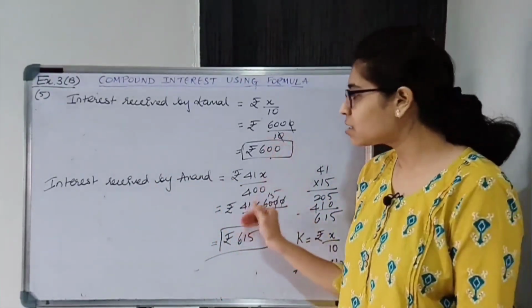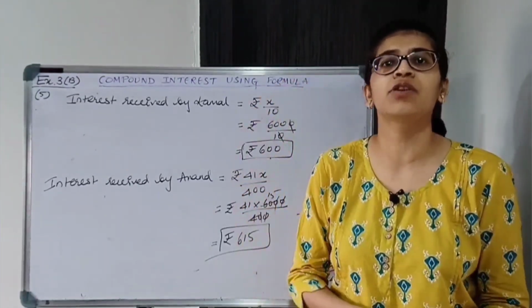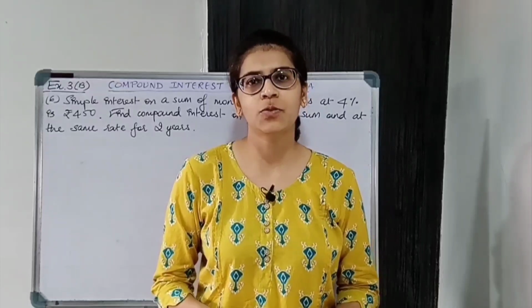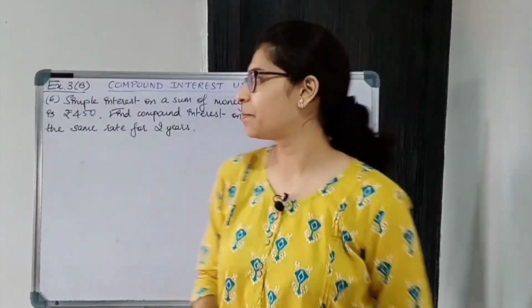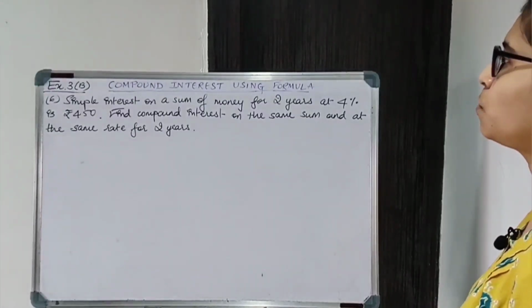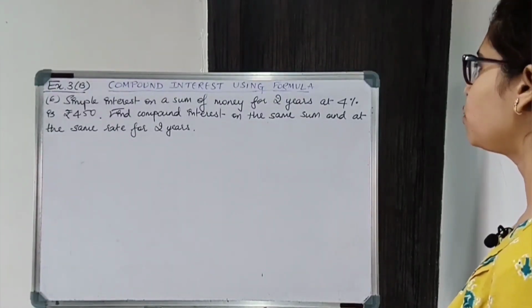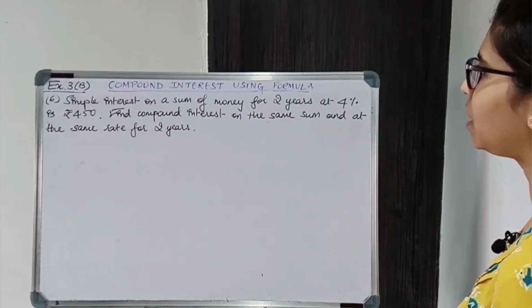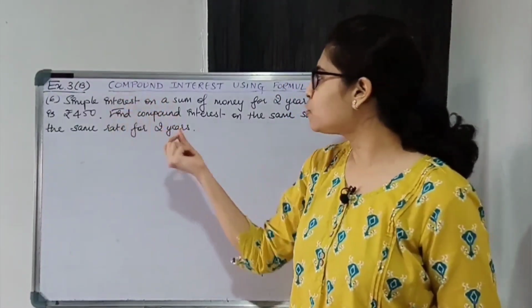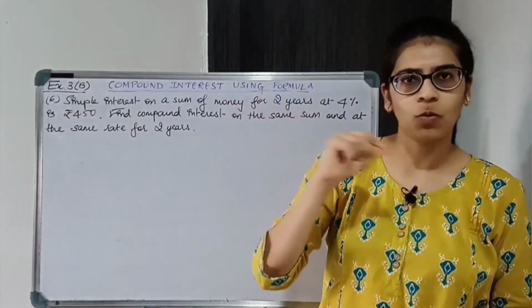Okay, box the answers, don't forget the rupee symbol, write down proper statements. Let's read the next question. Question number 6. Simple interest on a sum of money for 2 years at 4% is rupees 450. Find compound interest on the same sum and at the same rate for 2 years. Now you are given the simple interest on a certain sum of money. What is the sum of money?